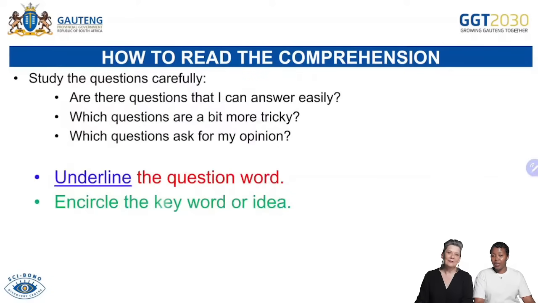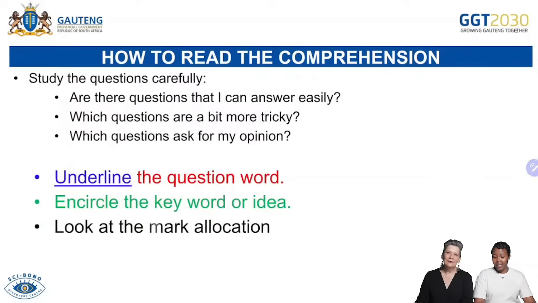So you have to underline the question word, and you encircle the keyword or the idea that the examiner is asking of you. Next thing that you need to do, Grade 12s, look at the mark allocation. If the question has been allocated 1 mark, you're expected to give an answer for 1. If the question has been given 3 marks, you're expected to provide a response that is worthy of 3 marks, because we want to maximize on whatever is given to us.